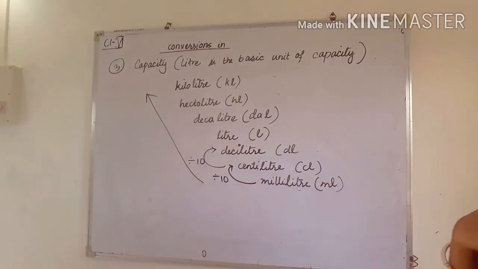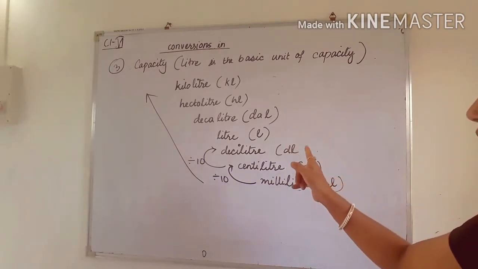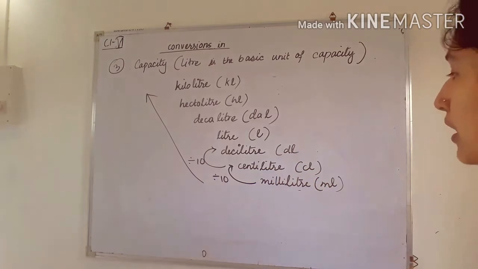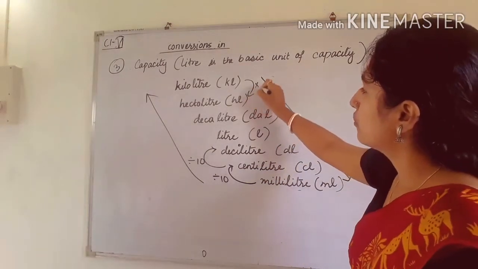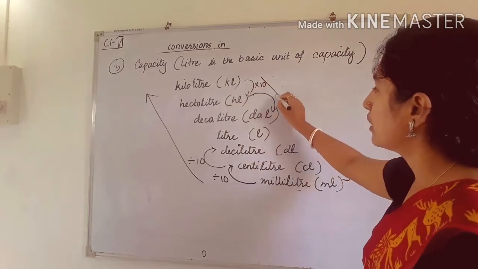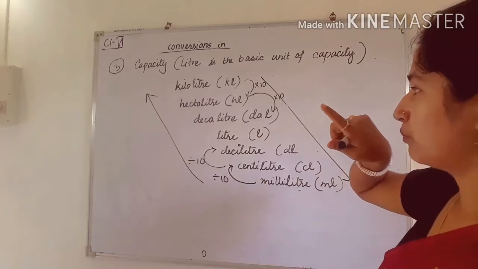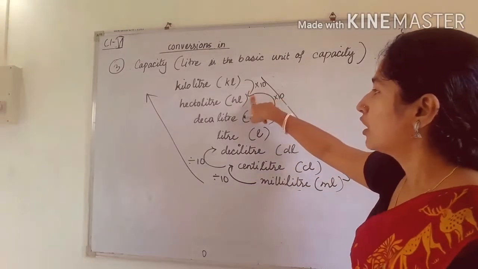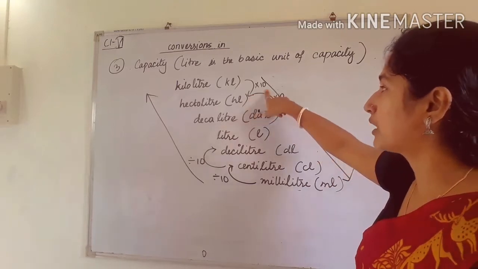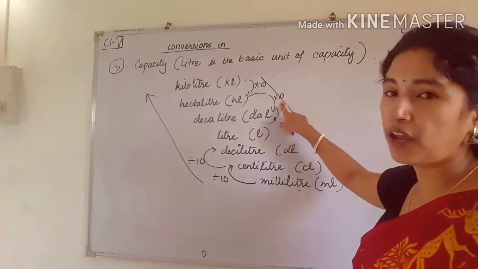Conversion in the third number is capacity. So liter is the basic unit of capacity. Kiloliter, then hectoliter, decaliter, liter, deciliter, centiliter, milliliter. Okay. Similarly, when you go down, you have to multiply with 10 when you step. Means if you go one step down, you have to multiply it with 10, and if you go two steps, then you have to multiply with 2 tens.